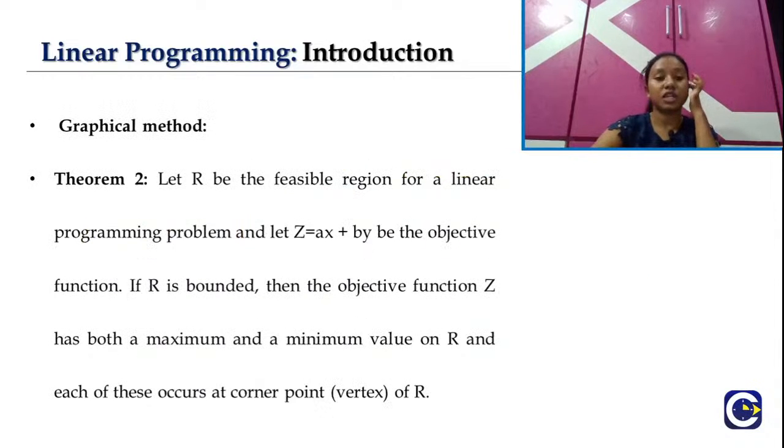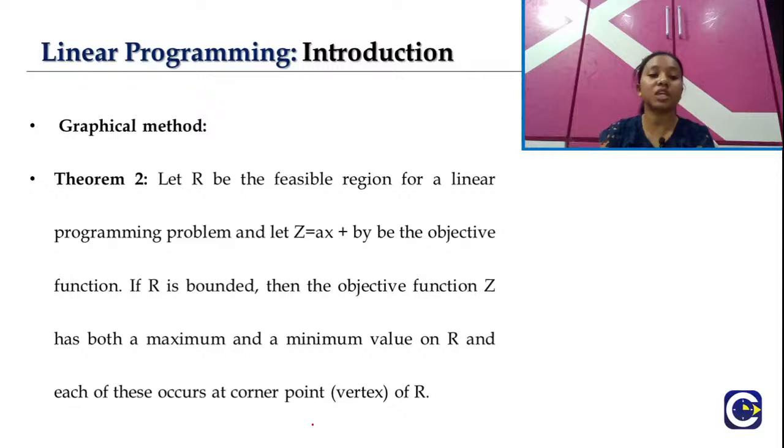Let's move ahead and see our next theorem. Let R be the feasible region for a linear programming problem, and let Z equal to ax plus by be the objective function. If R is bounded, then the objective function Z has both a minimum and maximum value on R, and each of these occurs at a corner point.